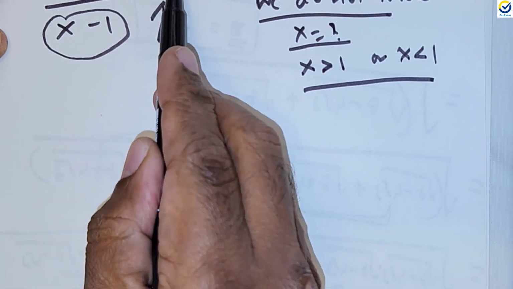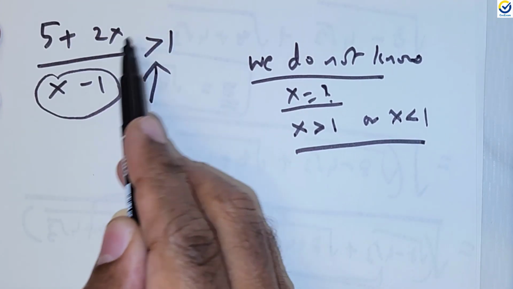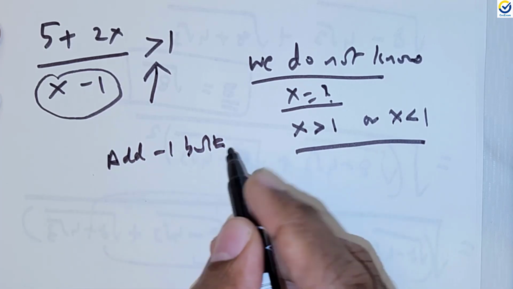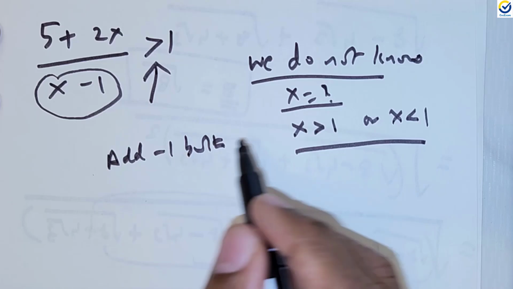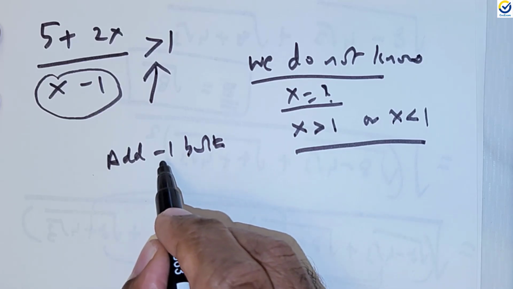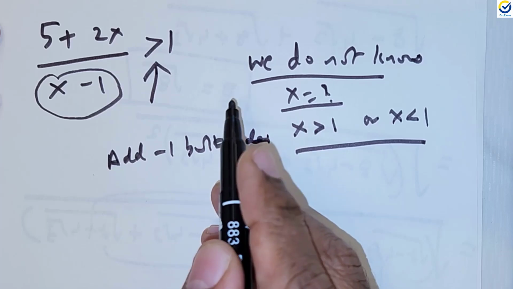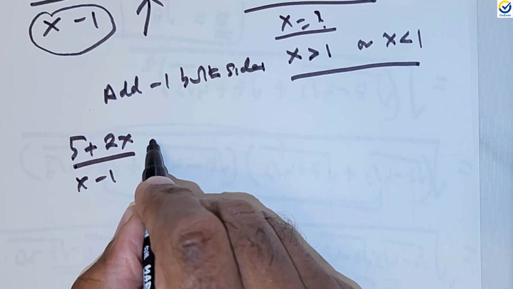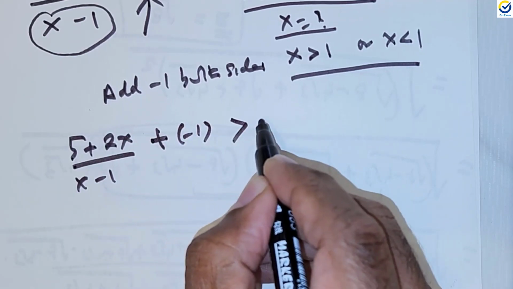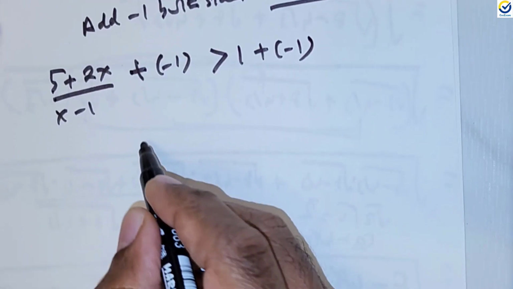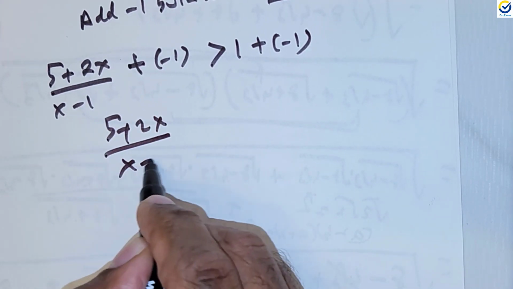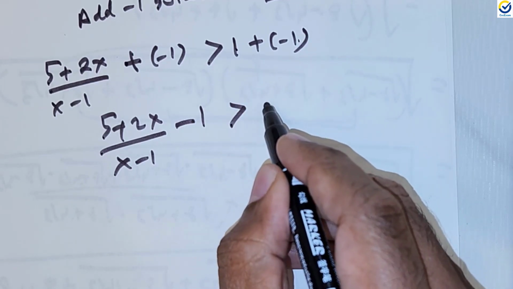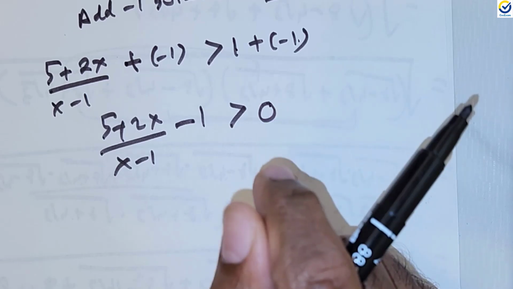First, what I wish to do is add −1 on both sides. Adding is allowed; we are not doing any harm while adding or deducting. So I add −1 on both sides, giving (5 + 2x)/(x − 1) − 1 > 0, since +1 and −1 get neutralized on the right side, giving greater than 0.